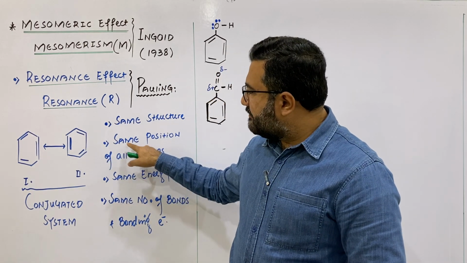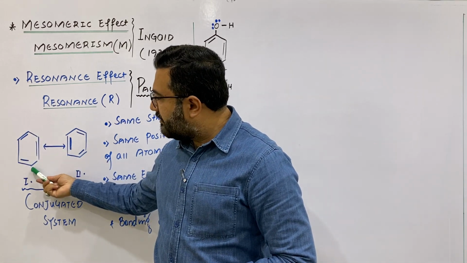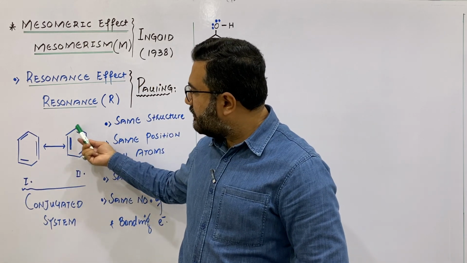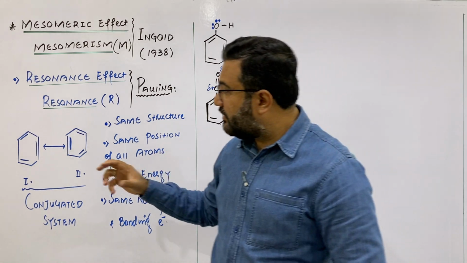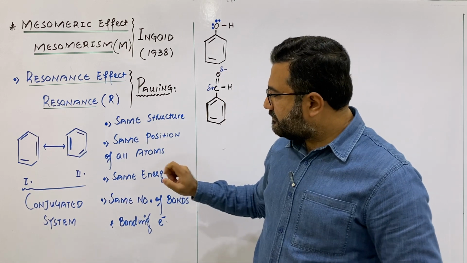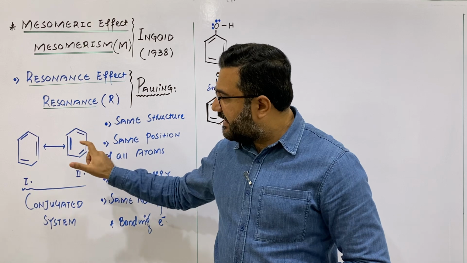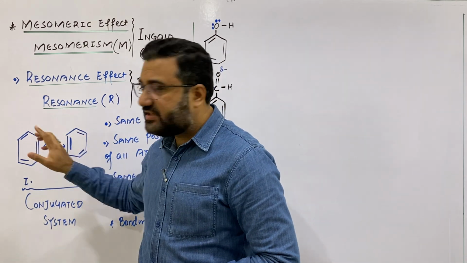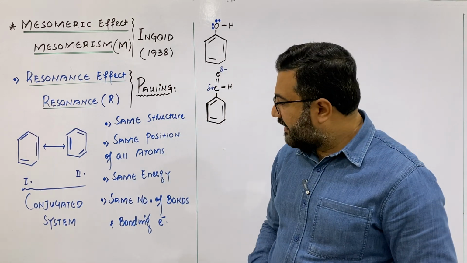Similarly, both these forms have the same position of all atoms. It is hexagonal and every corner of the hexagon is occupied by one carbon atom. In the same way, it is also hexagonal and every corner is occupied by one carbon atom. So the position of the 6 carbon atoms in both these structures is the same. Both have the same energy. They also have the same number of total bonds, so the total bonding electrons will also be the same.